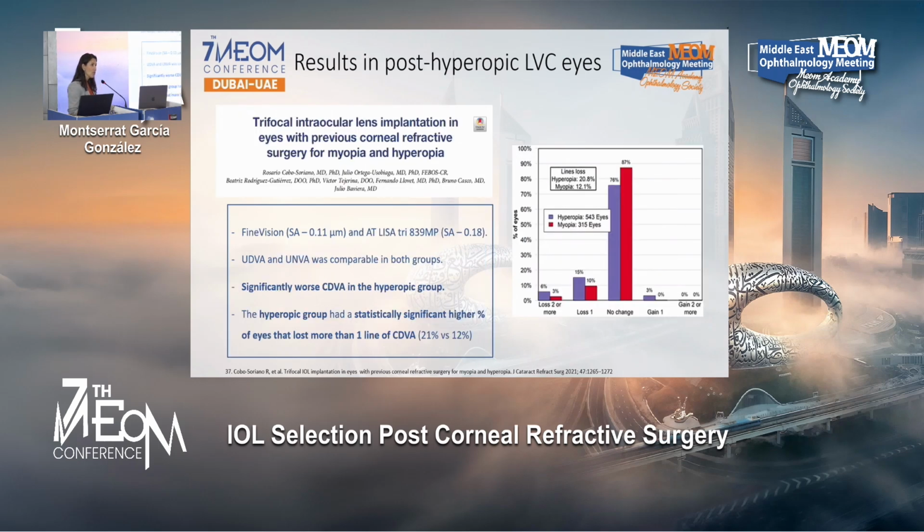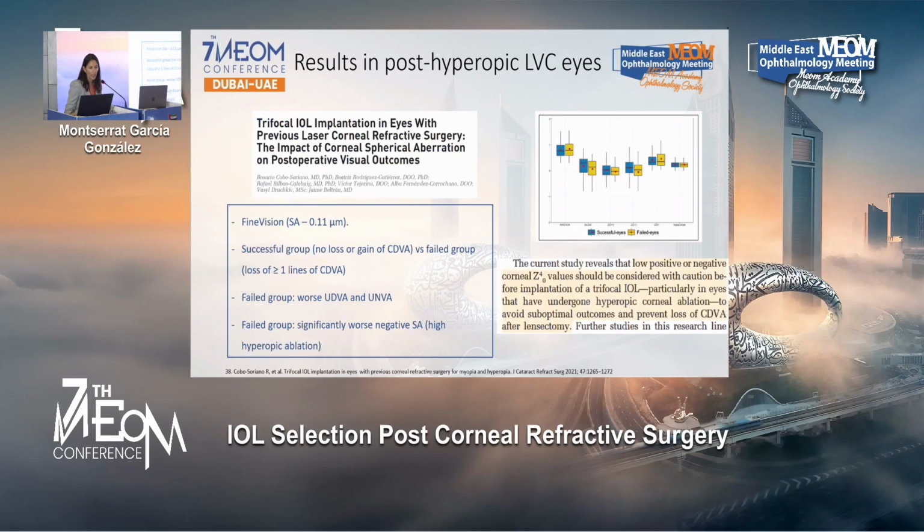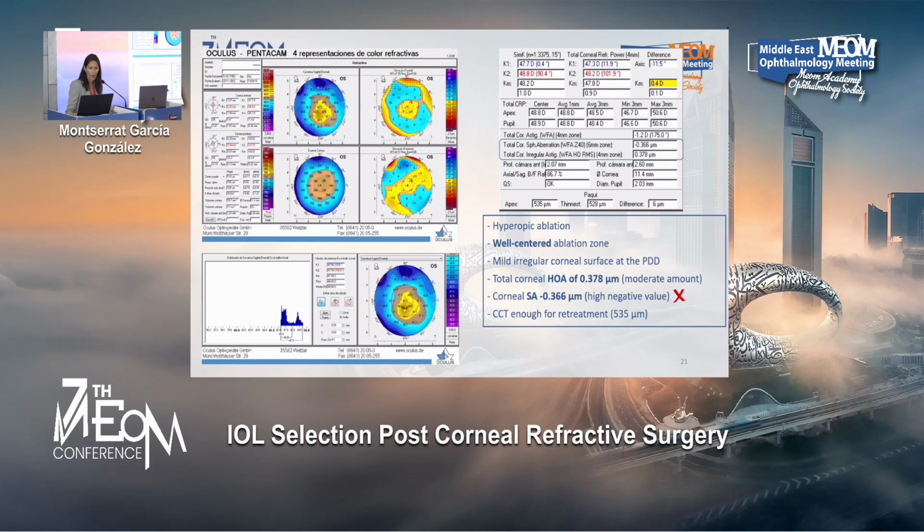But if we compare the results of trifocal IOLs in post-myopic laser versus post-hyperopic laser, we see that in post-hyperopic LASIK, the results with the trifocal IOLs are significantly worse in terms of corrected visual acuity. We have a risk of losing lines of corrected distance visual acuity. In fact, these authors in their study conclude that if we have a low positive or a negative corneal spherical aberration, these patients should be considered with caution before implanting a trifocal IOL.